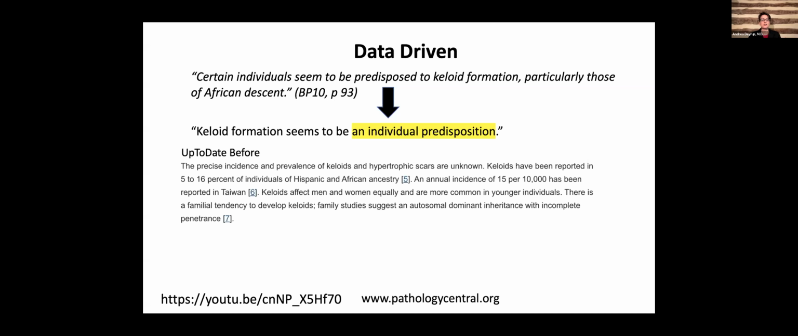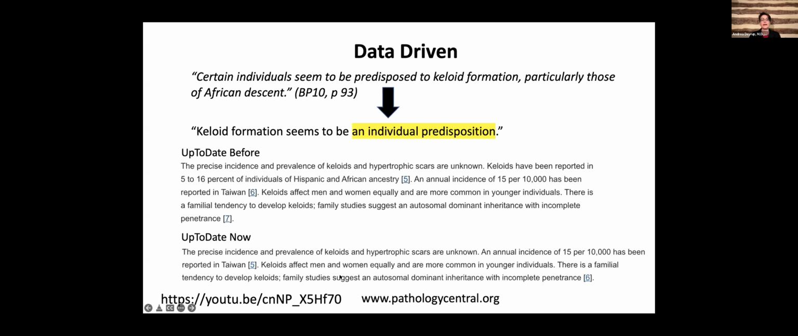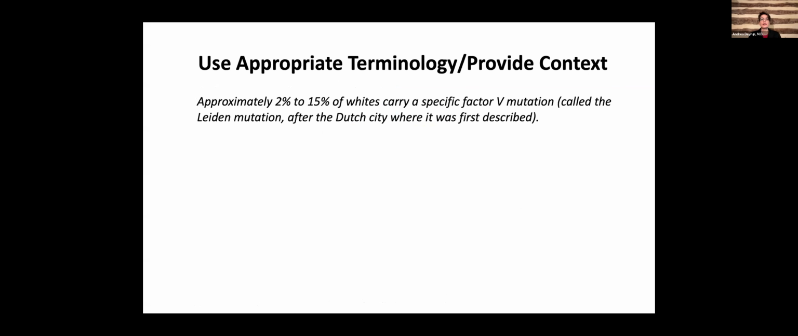This is the actual section from UpToDate where you can see the 5 to 16% here. After several emails, this is now what it says in UpToDate. The link to socially defined race has now been removed. And there's still more work to do, but science has in fact prevailed. So finally, I'd just like to say it's really important as we write papers, as we do research, as we teach, to use appropriate terminology and provide context.